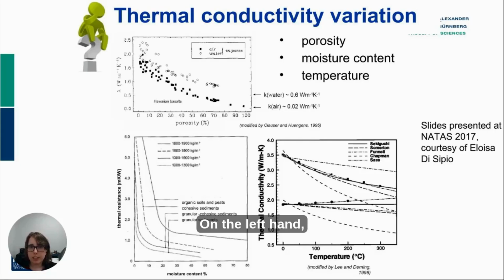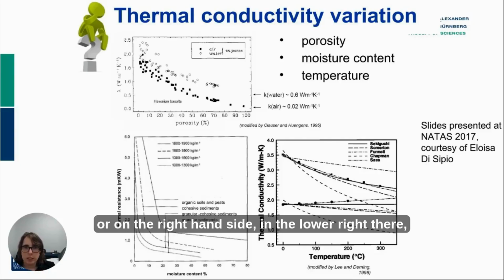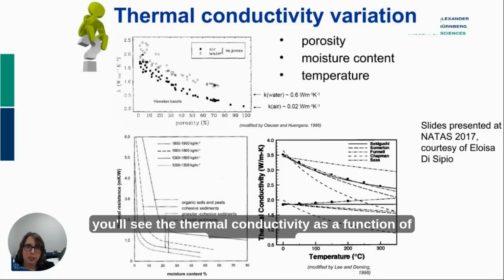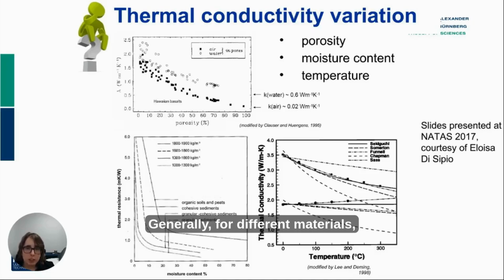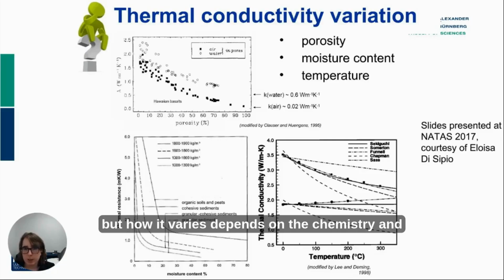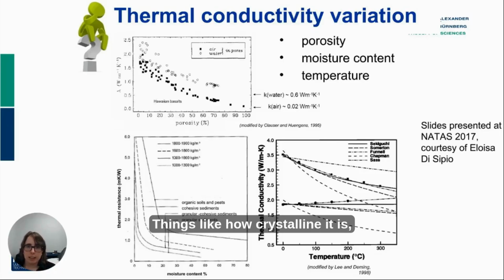On the right hand side in the lower right there, you'll see the thermal conductivity as a function of temperature. Generally, for different materials, thermal conductivity will vary as a function of temperature, but how it varies depends on the chemistry and the physical structure of the material. Things like how crystalline it is, how pure it is, etc., will all affect the thermal conductivity relationship to temperature.